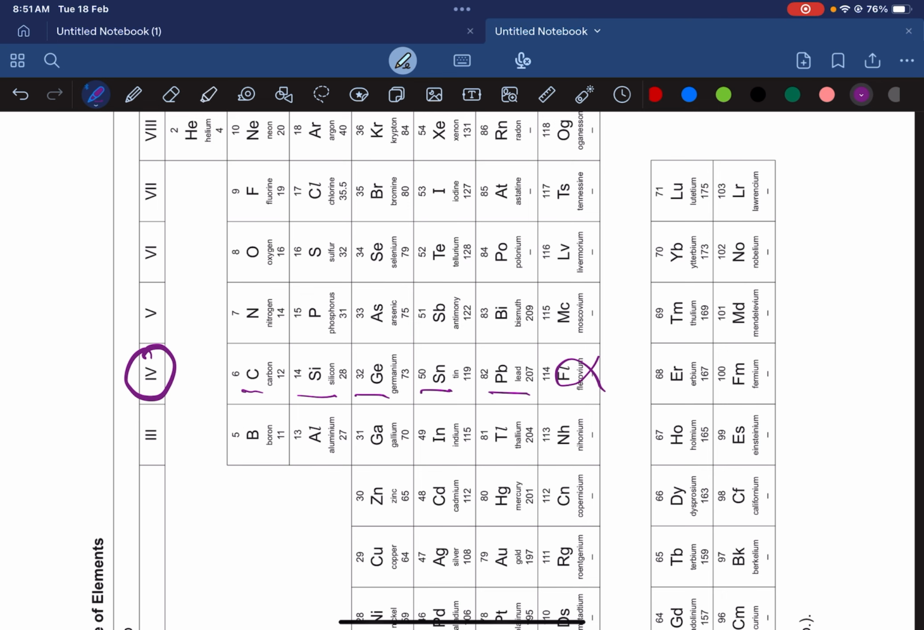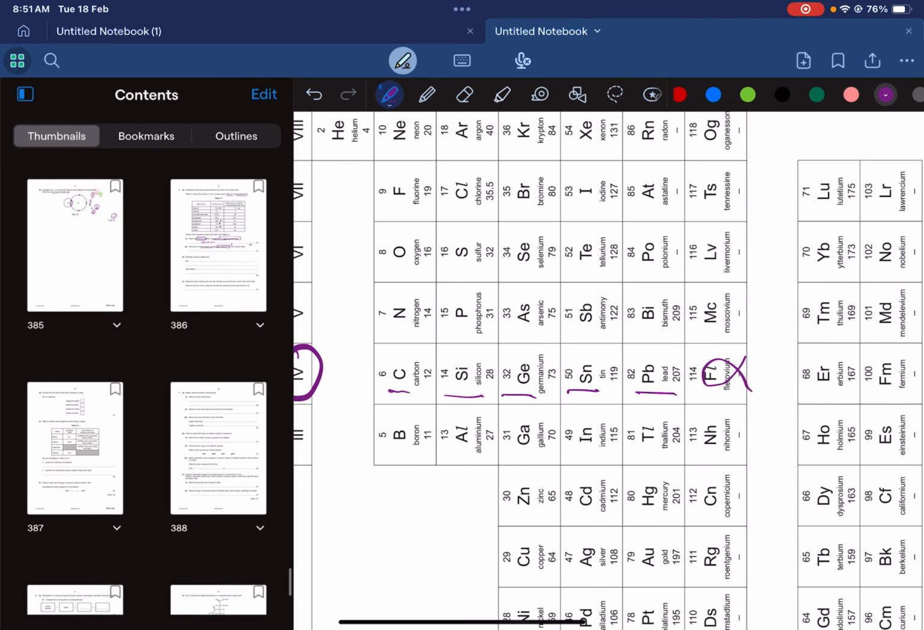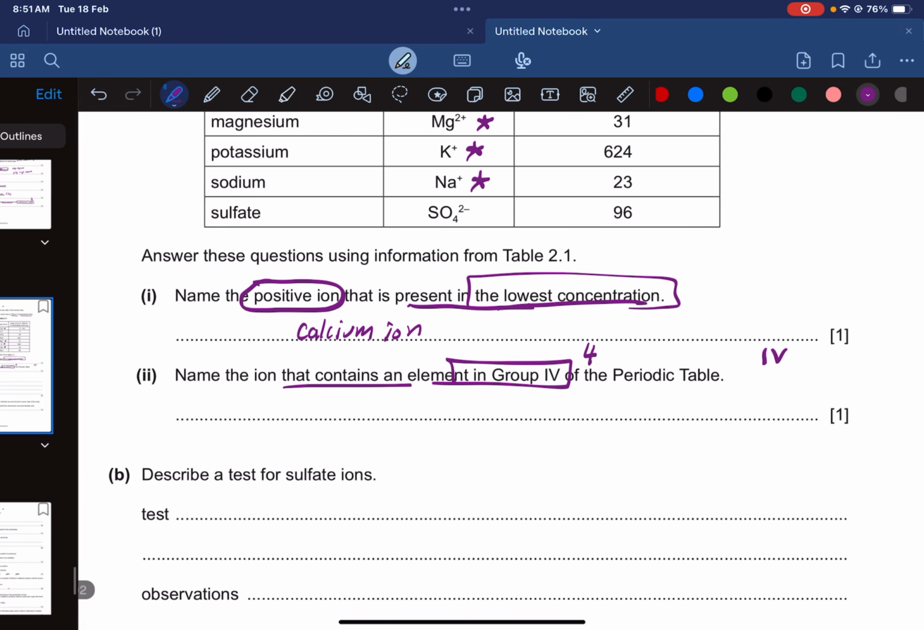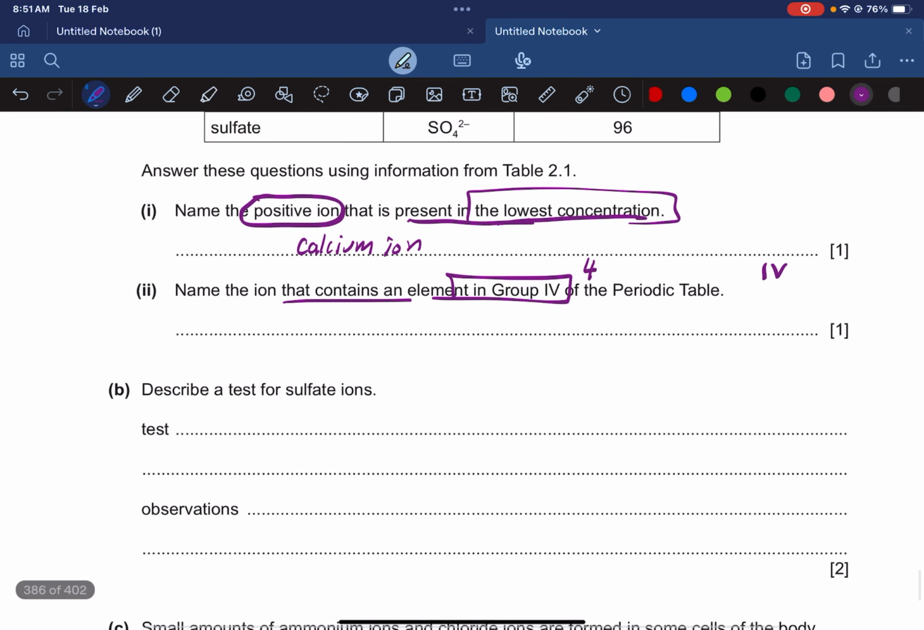Now let's figure out what I have among them in my table. I have to figure out one element. Do I have carbon somewhere? Yeah, I have this carbon over here. Okay, do I have silicon? Do I have germanium? Do I have tin? No, I don't have anything except carbon, so it's going to be hydrogen carbonate ion. So the ion that contains an element in group 4 is going to be hydrogen carbonate.